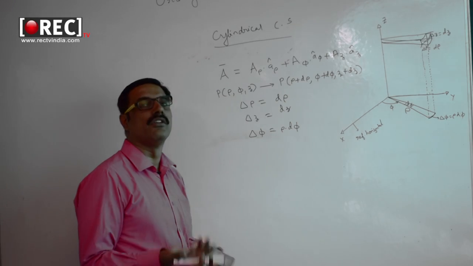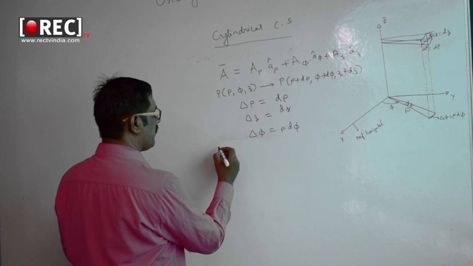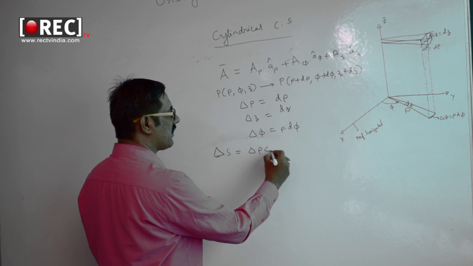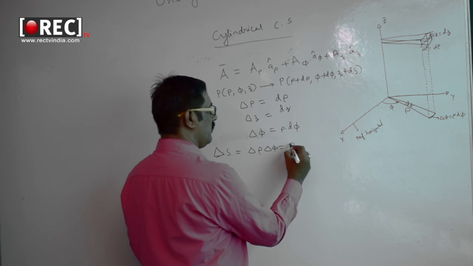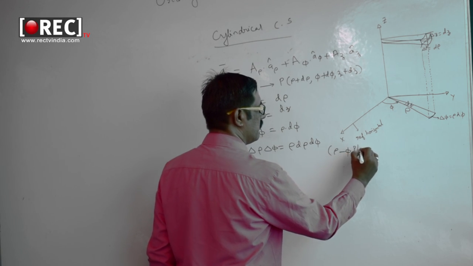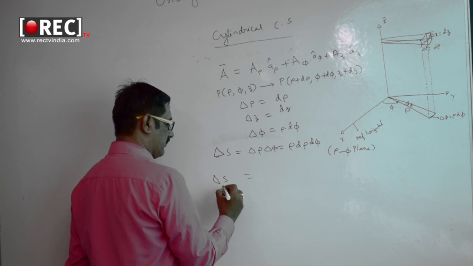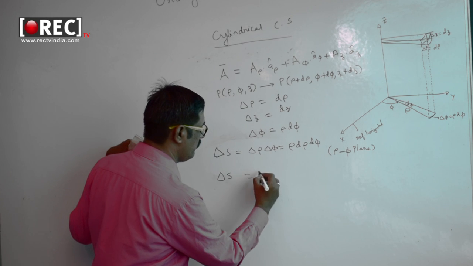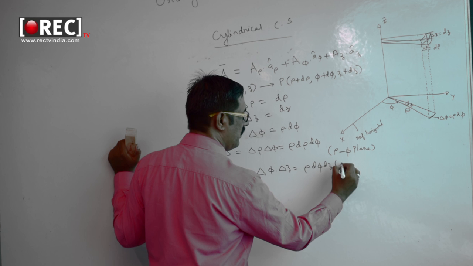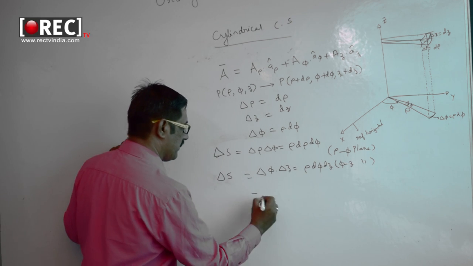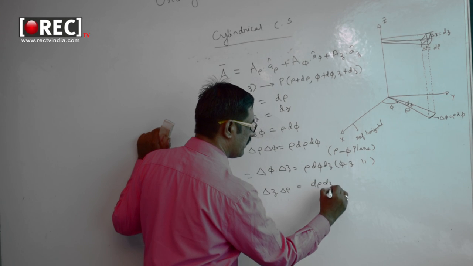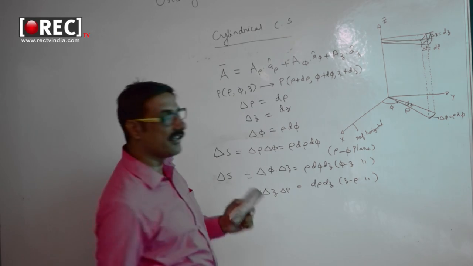Now comes the incremental volume and incremental surface areas. Now if I talk about the incremental surface area in rho phi plane, delta s is equal to delta rho into delta phi, which gives you rho d rho d phi. Similarly, delta S is equal to delta phi into delta Z, that is rho d phi dz in phi Z plane, and delta Z into delta rho, that is nothing but d rho dz in Z rho plane. So these are the incremental areas.